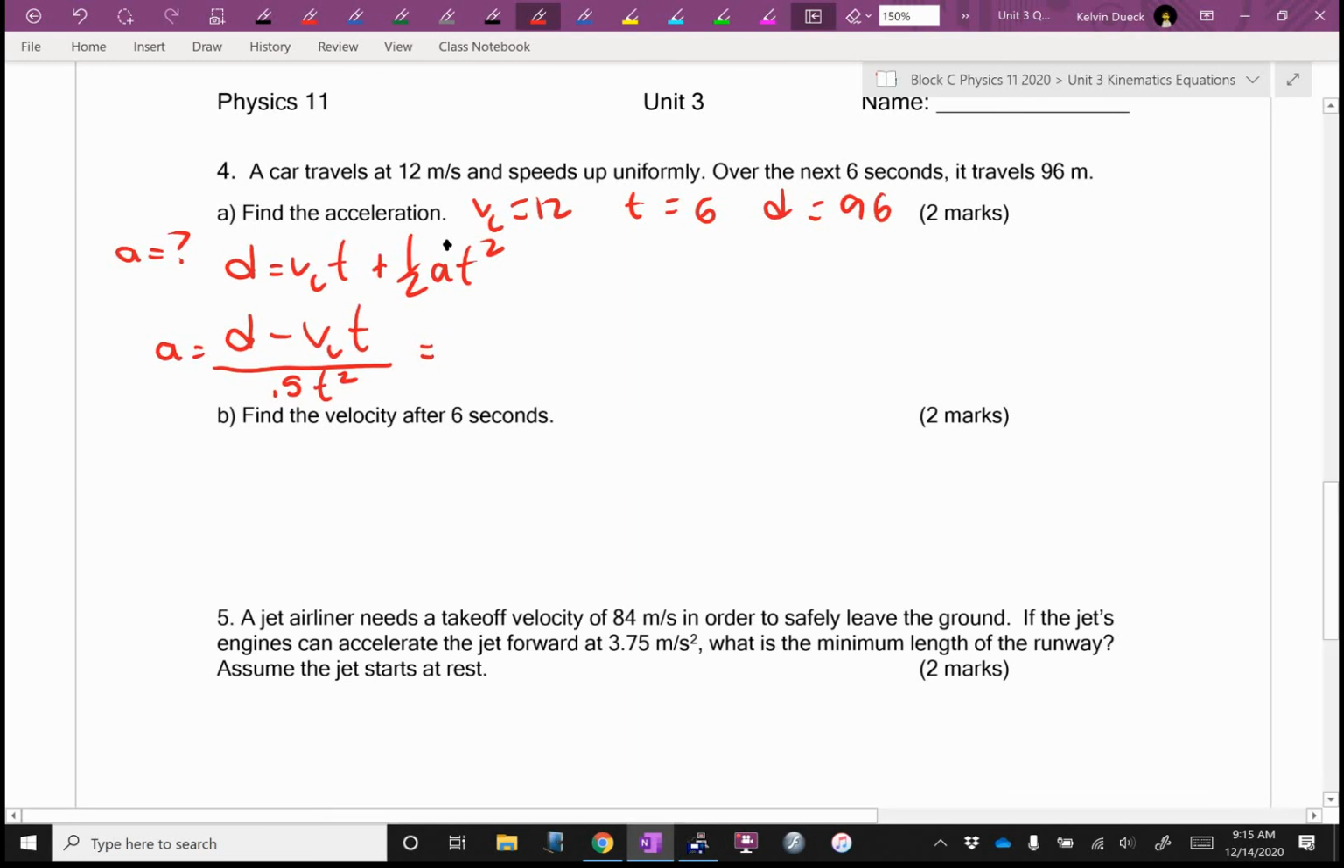It's going to be 96 minus 12 times 6, divided by 0.5 times 6 squared. I might be able to do this in my head. It's going to be 96 take away 72. 96 take away 70 is 26, take away 2 is 24. On the 24, it's 48. 48 over 36. Yeah, I can do that in my head. It's going to be divided by 12. 4 over 3. Is it 1.3 repeating? Yep.